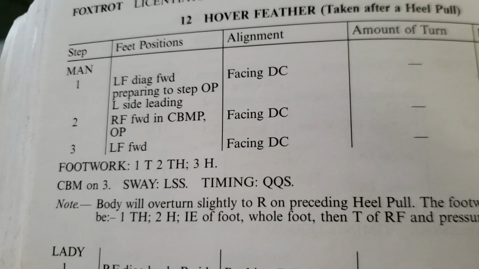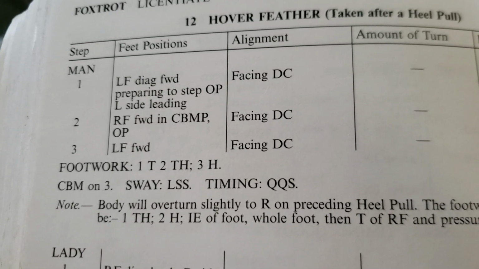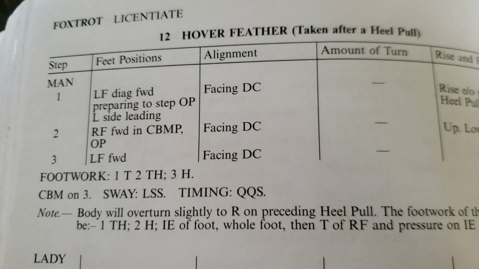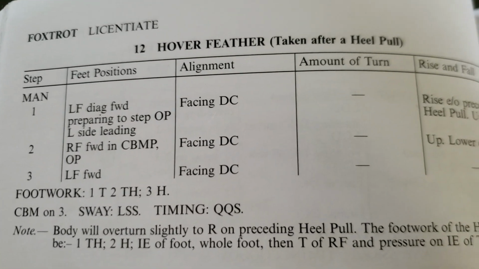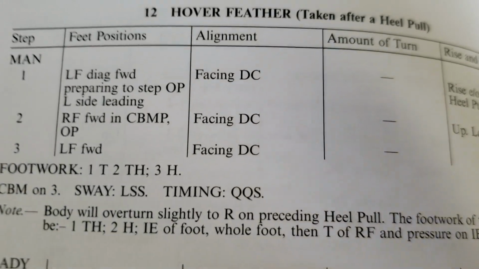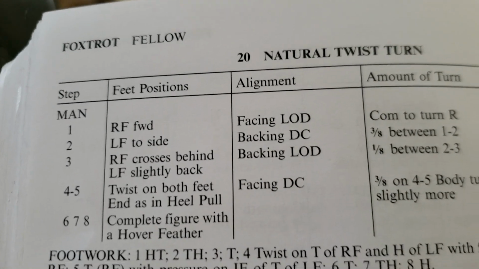And you're going to note right there that there's a left sway as you take that left foot diagonally forward. That's an unusual thing. We will make a note of that when I demonstrate this. Most of the time, outside of the hover feather, then you're always going to have a right sway. So then we'll go ahead to the twist turn. The natural twist turn now is in gold, number 20, and that's on page 66.